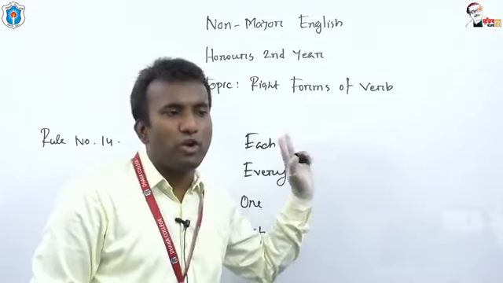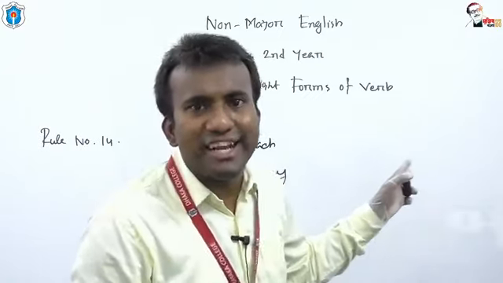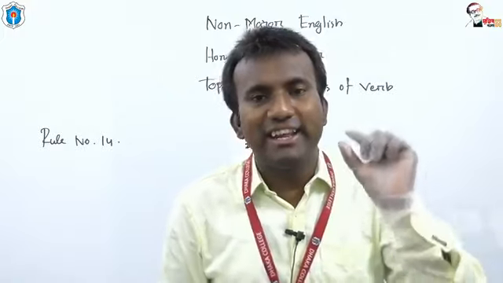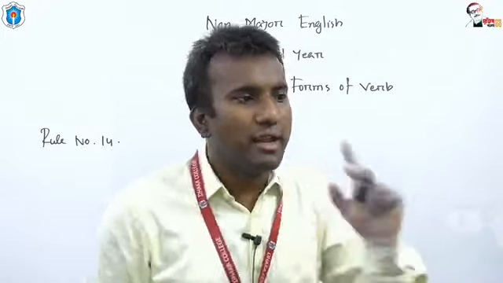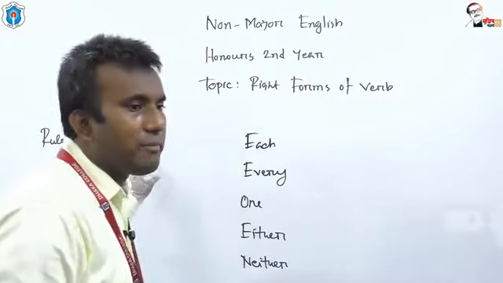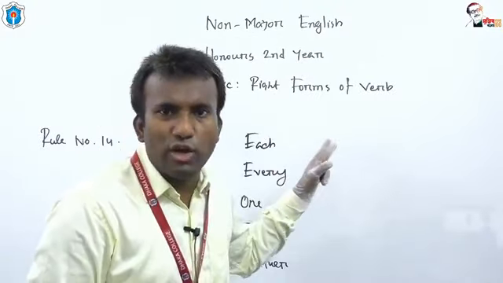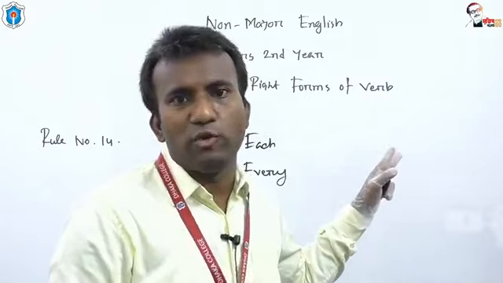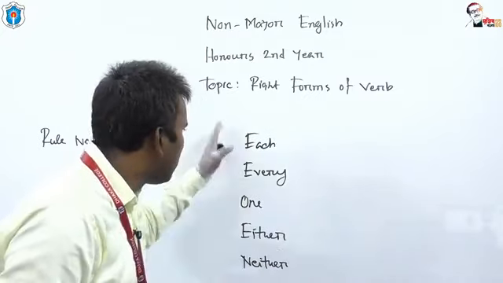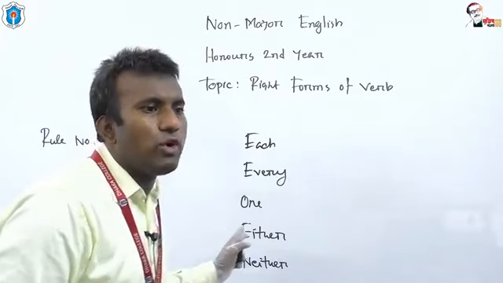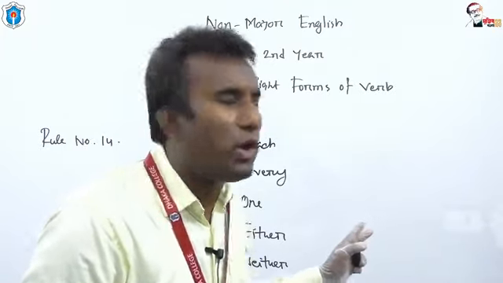From these pronouns, in 33rd BCS preliminary exam, a question was given depending on rule number 14 of right forms of verb. Okay, so it is really important for you. Each, every, one, either, neither, these 5 words are simply known as distributive pronoun.